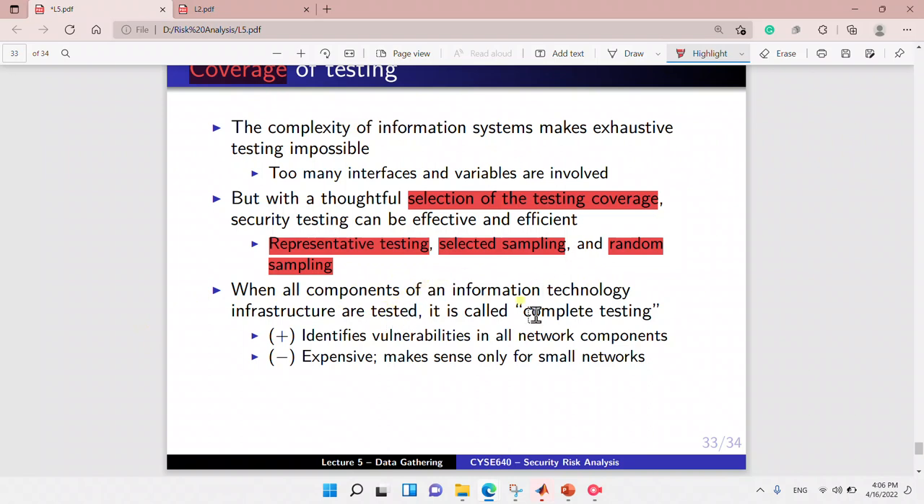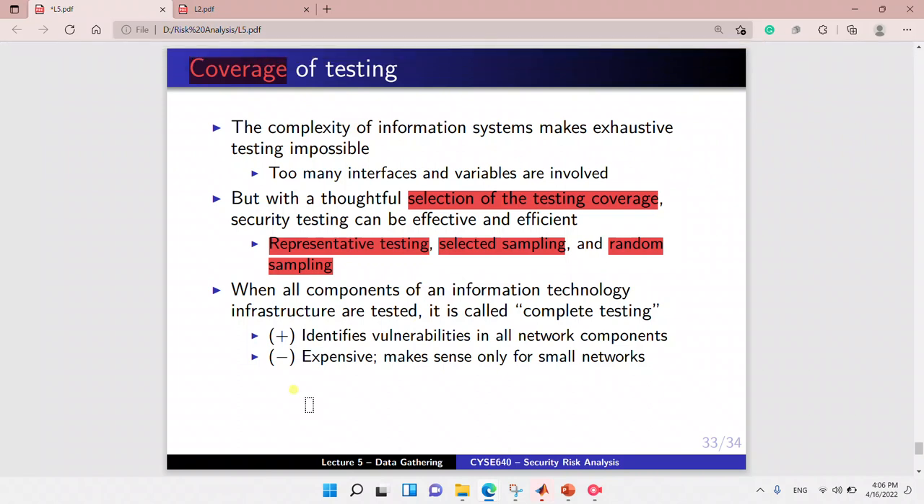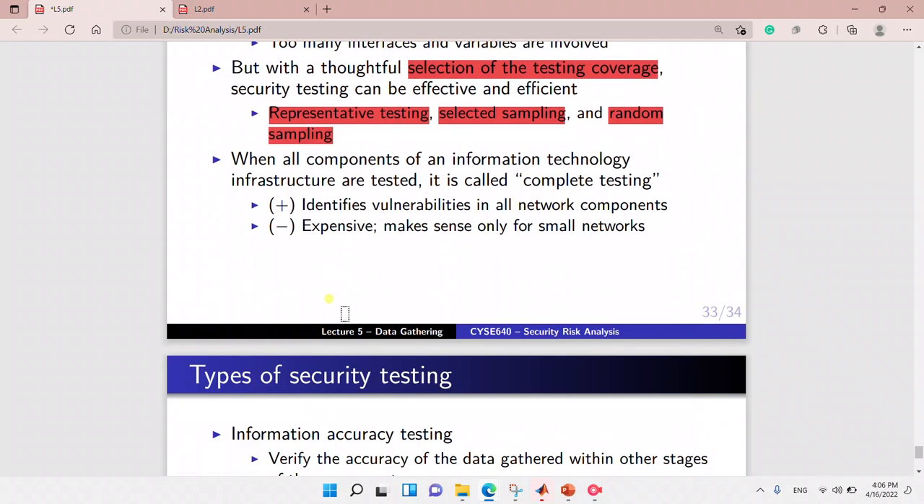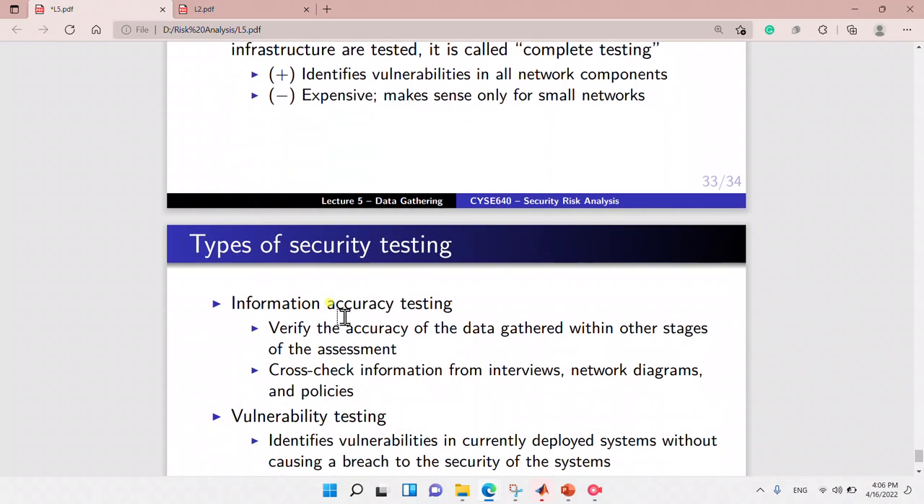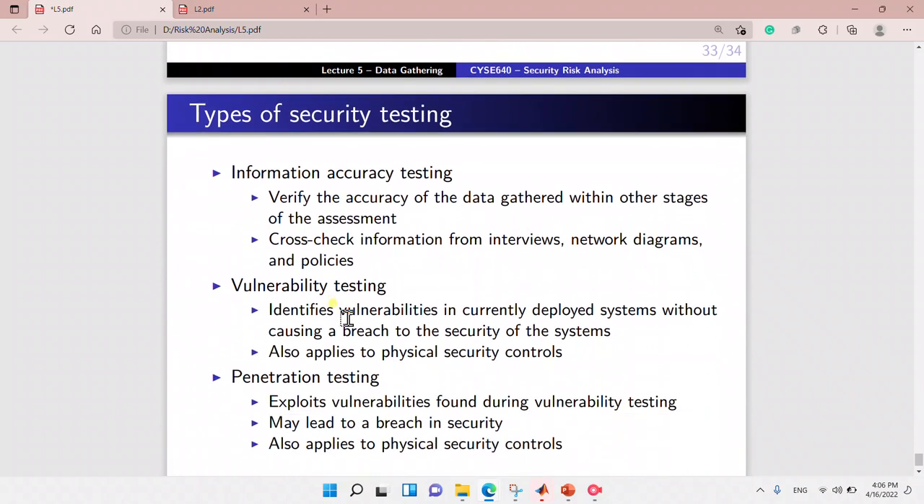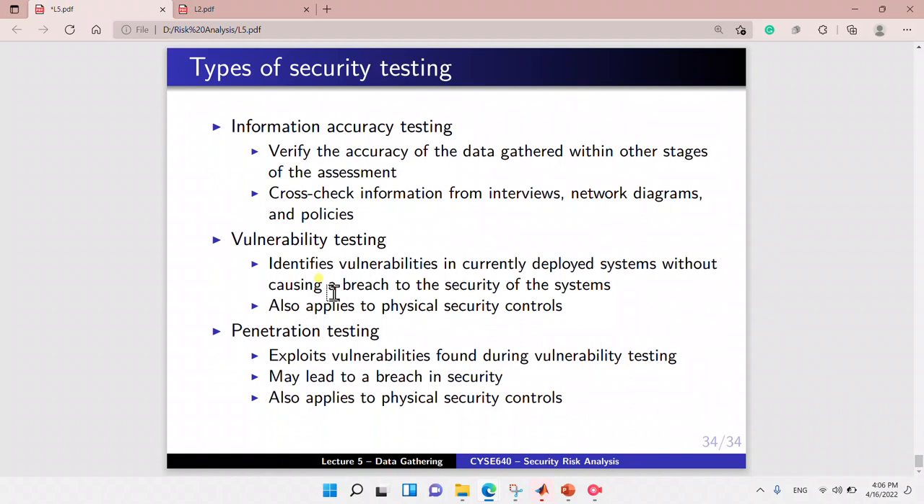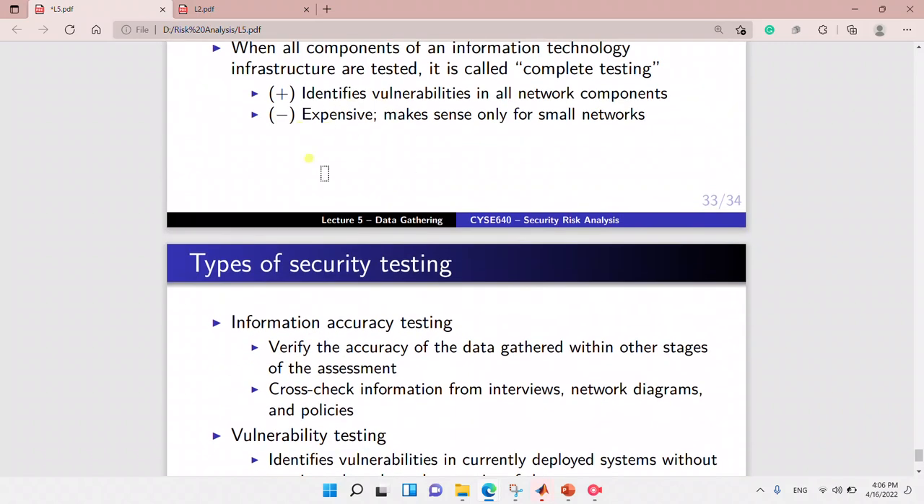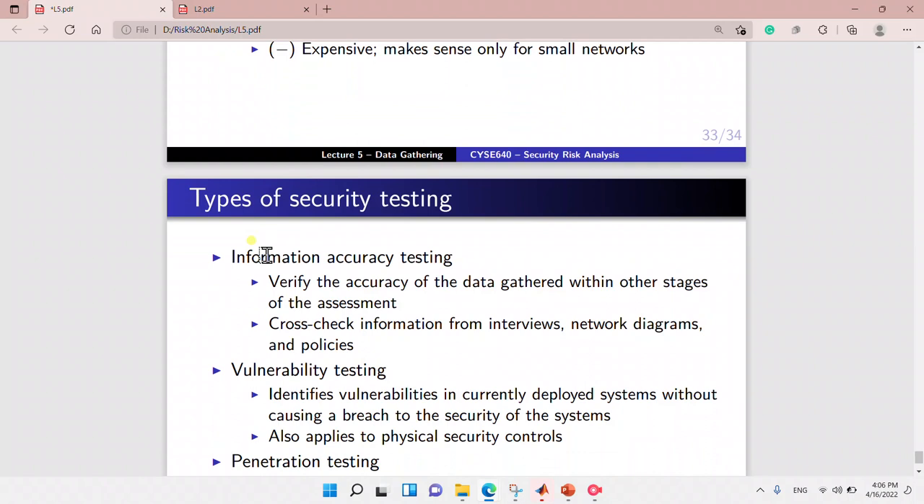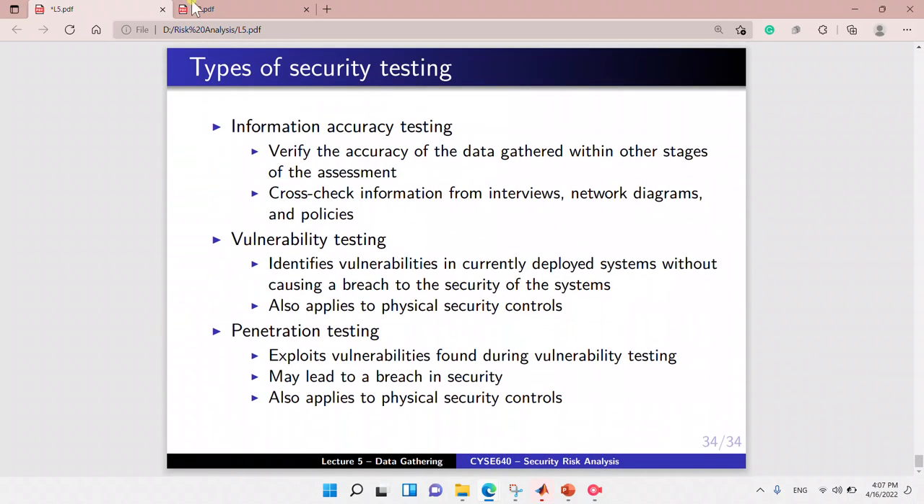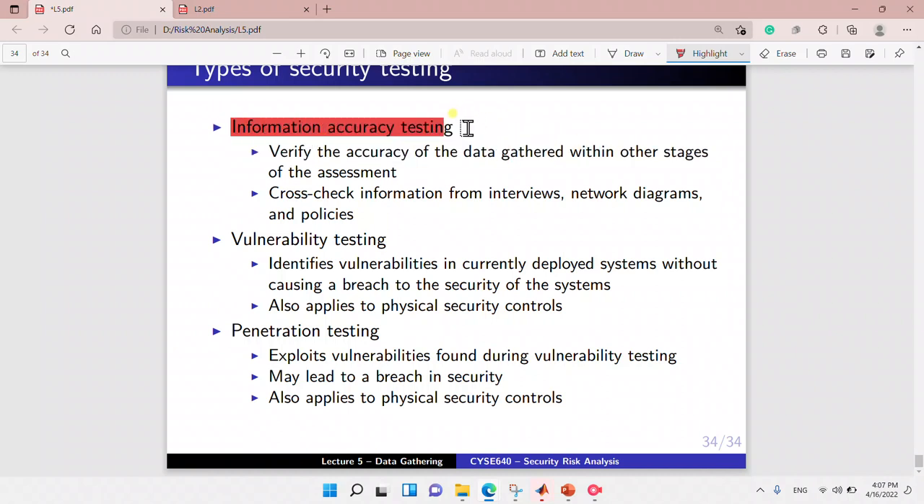تمام. When all components of an information technology infrastructure are tested, it's called complete testing. Advantages: it identifies vulnerabilities. A disadvantage is that testing is expensive, لأنه أحياناً in testing مثلاً they have to shut down the system. فهاي is very expensive. Types of security testing. لأنه when we shut down a system then we have lots of losses.